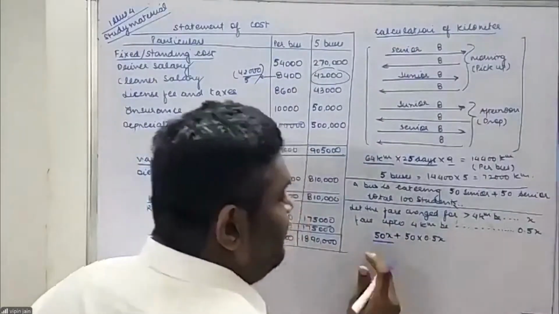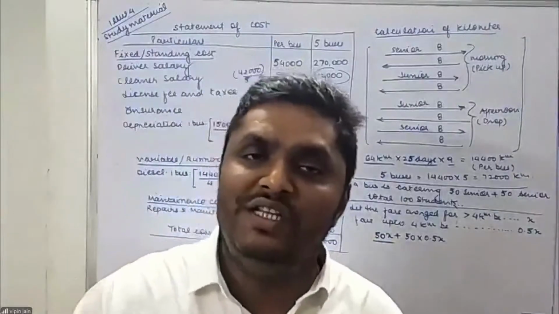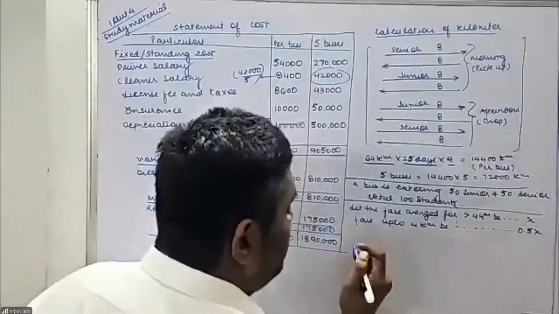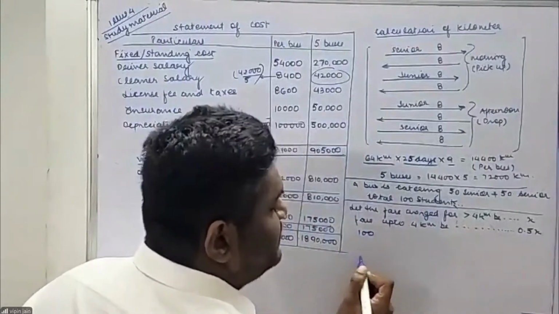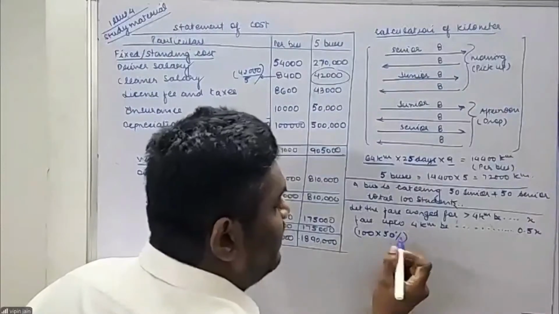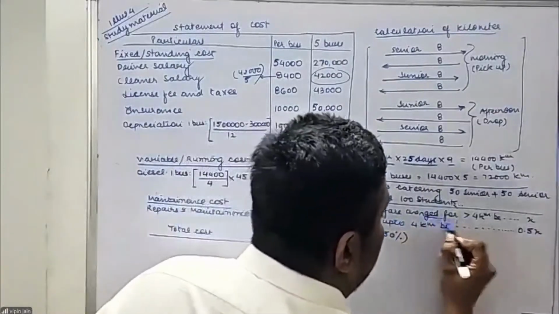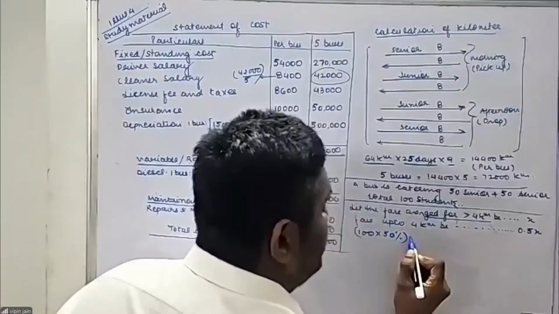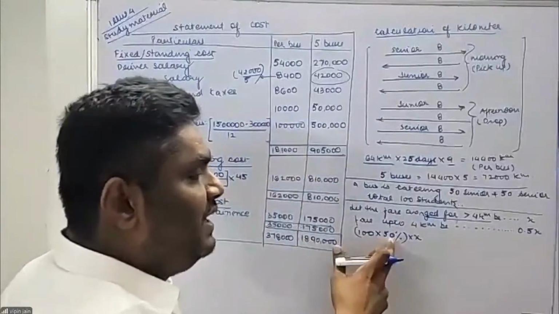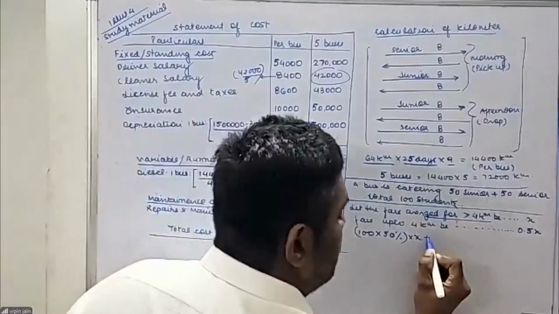So it means 50 into X, and out of 100 students, 50% are traveling up to 4 kilometers. I'll write it for more reference. See, total 100 students we have, 50% students are traveling for more than 4 kilometers. So their fare will be X.